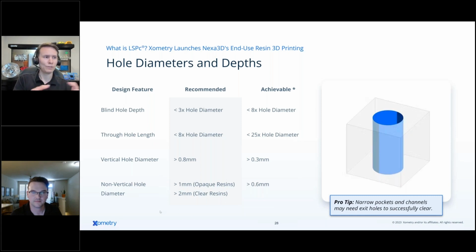And Louis, I've got a question for you. You have different design rules for opaque versus clear resins. Do you want to clarify why that may be?